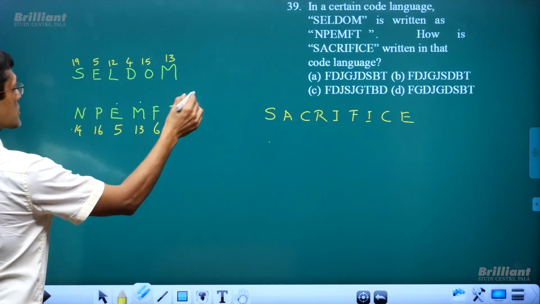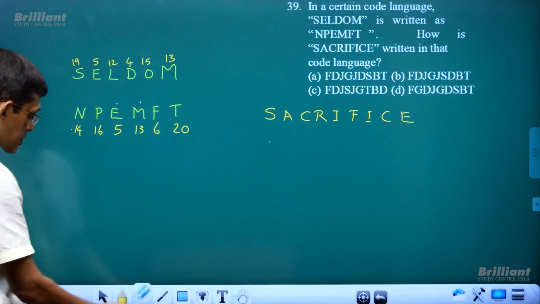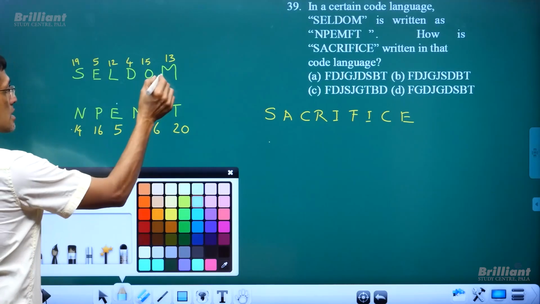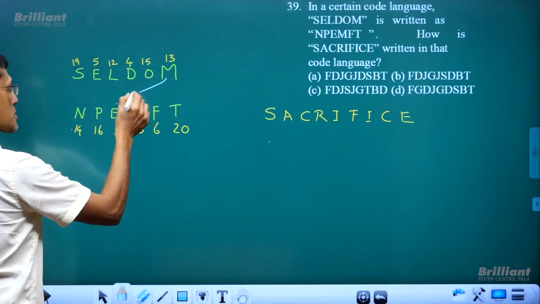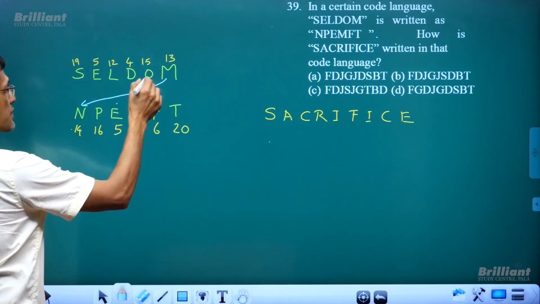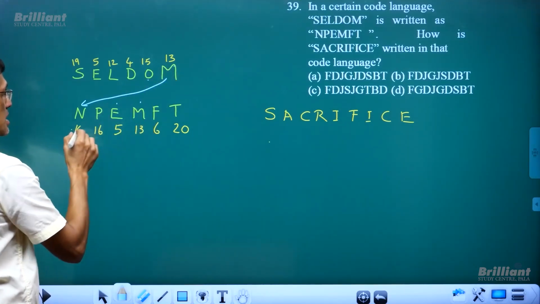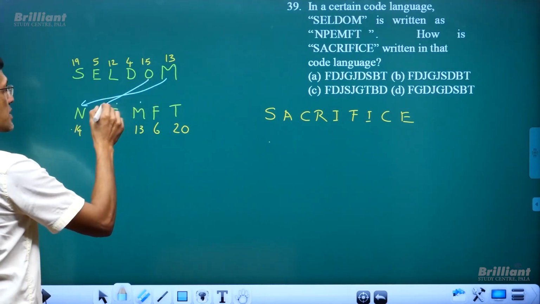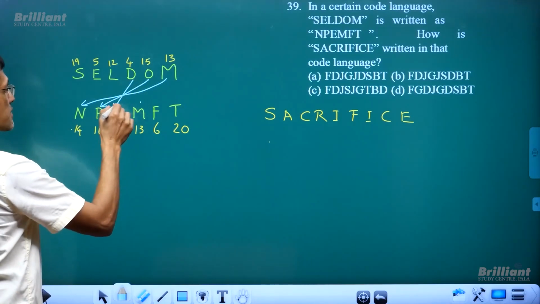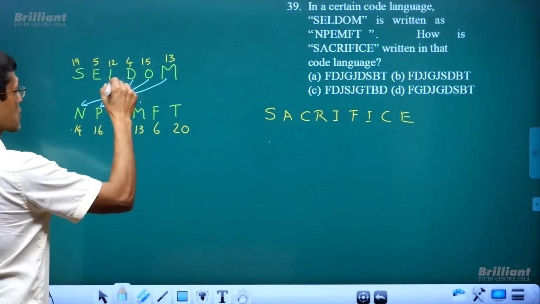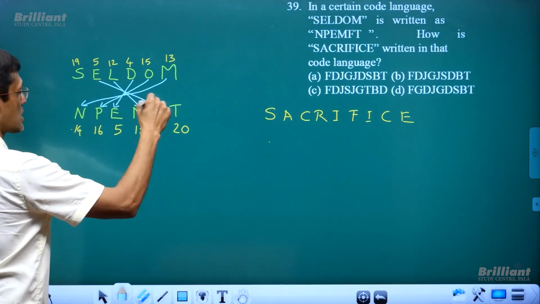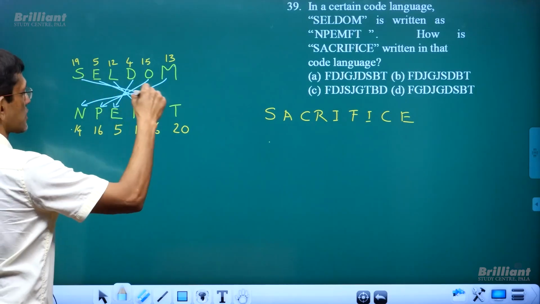Do you see any other pattern here? I'm pretty sure many of you have seen it. What is that? This is M. So M is called N here. And O is 15. So M is 13, 13 plus 1 is 14. This is 15, 15 plus 1 is 16. And this is 4, 4 plus 1 is 5. And L is 12, 12 plus 1 is 13. And E plus 1 is F. And S plus 1 is T.